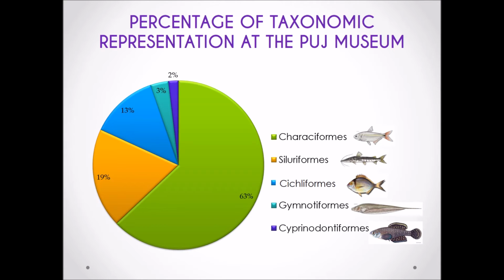Let's take a look at the percentage of taxonomic representation at the Pontificia Universidad Javeriana Museum. First, we have the order Characiformes with 63%. Then, we have the Siluriformes order with 19%. In third place, we found the Cichliformes with 13%. Fourth, we have Gymnotiformes with 3%. And last but not least, Cyprinodontiformes with 2%.